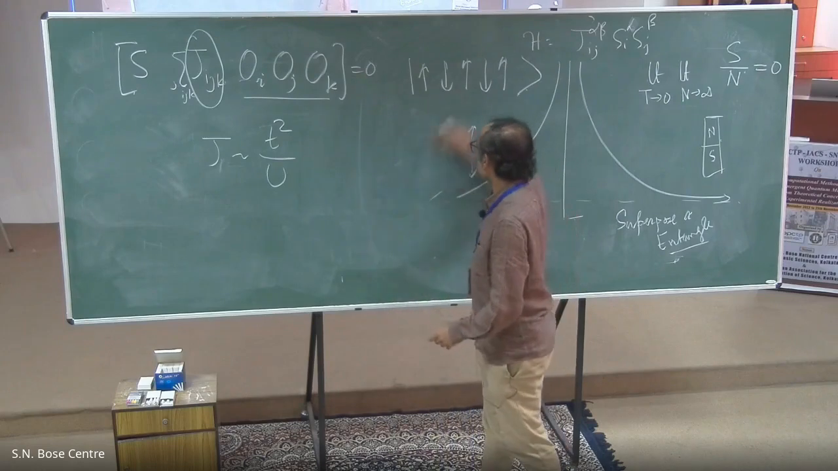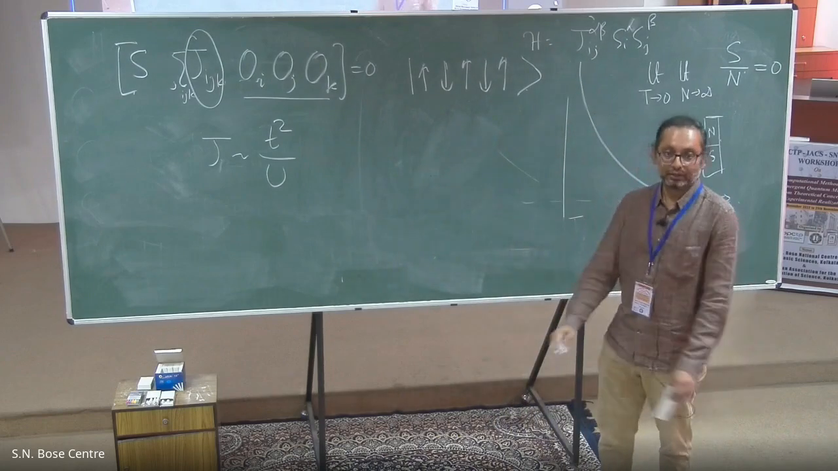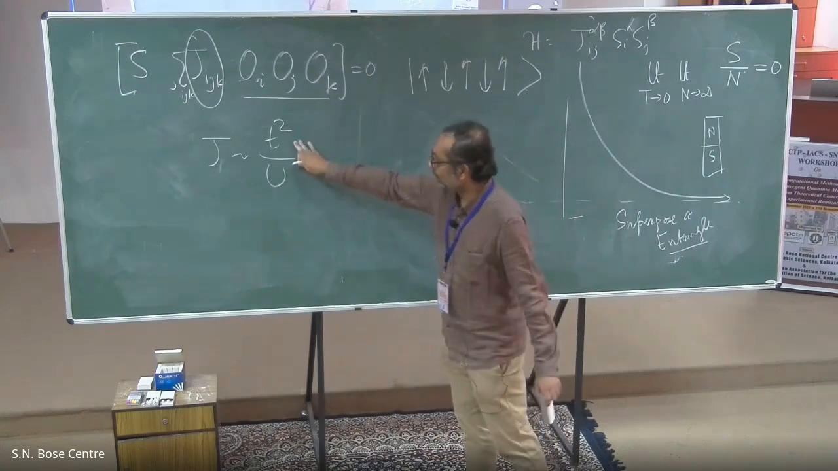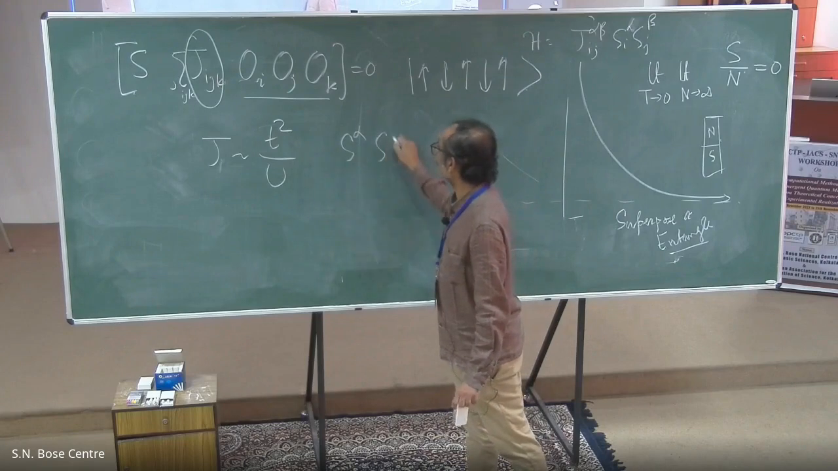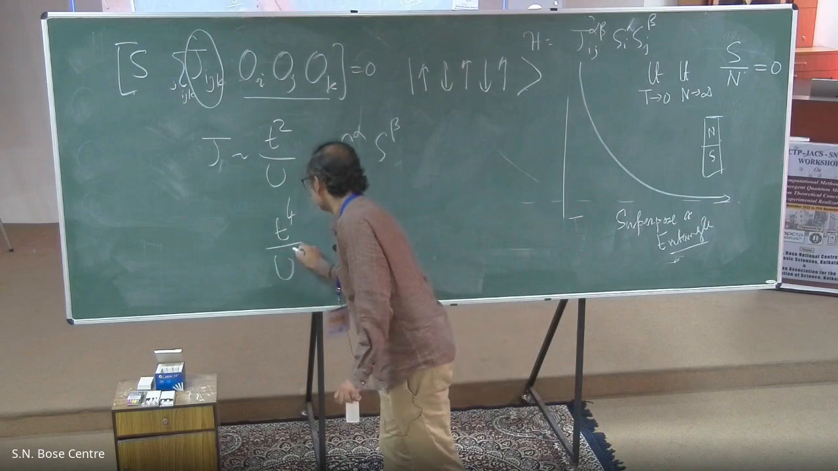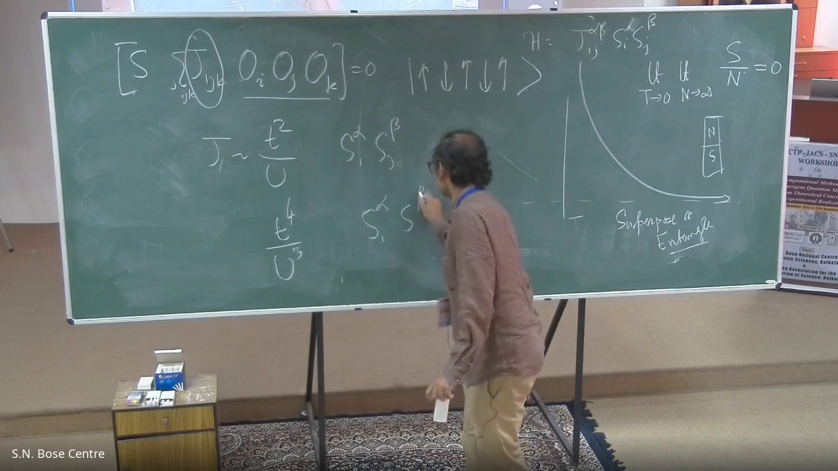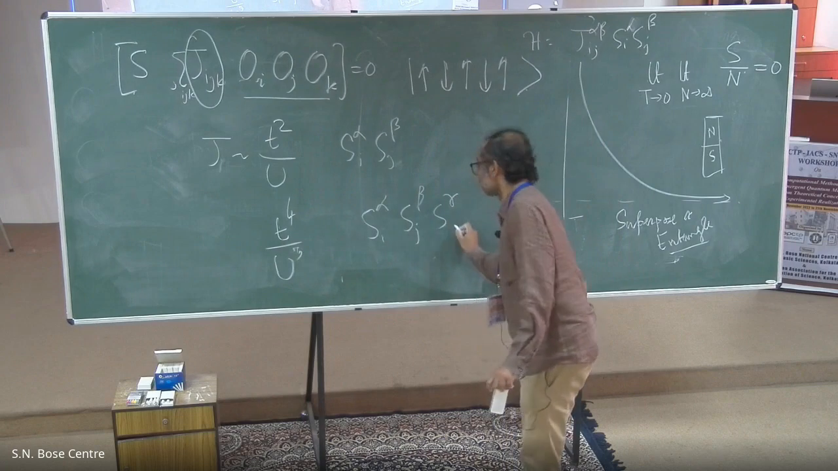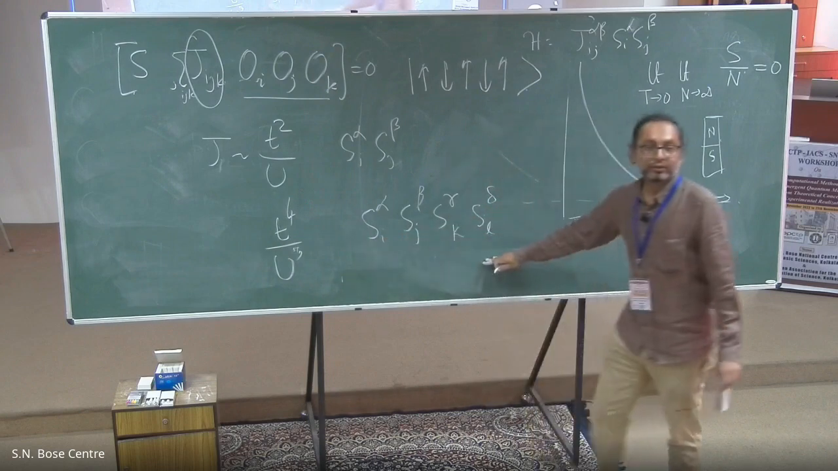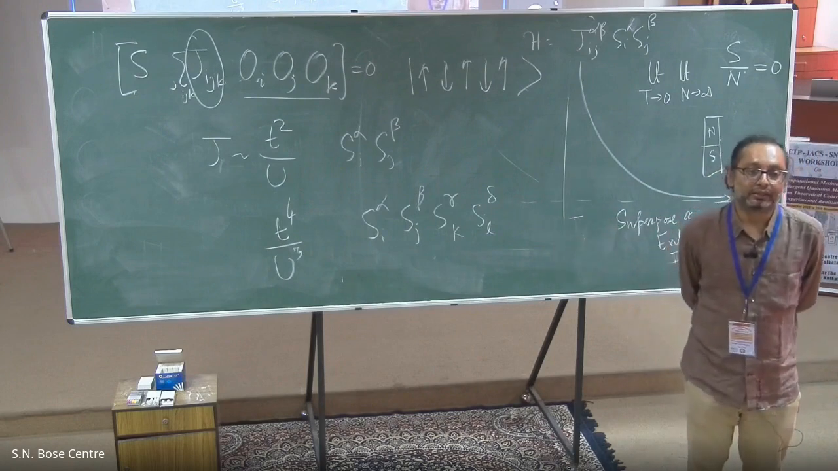For example, if I think about doing a degenerate perturbation theory, starting with the Hubbard model to higher orders. Then at second order I'll get S^alpha S^beta type of terms. At higher orders, like t to the power 4 by U cubed, I may start getting higher terms. Or if I don't have time reversal symmetry, I might start getting three spin terms.